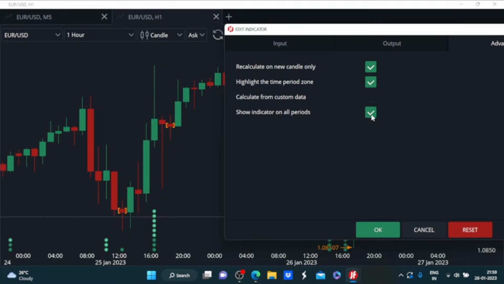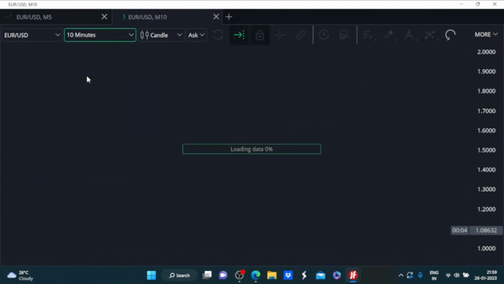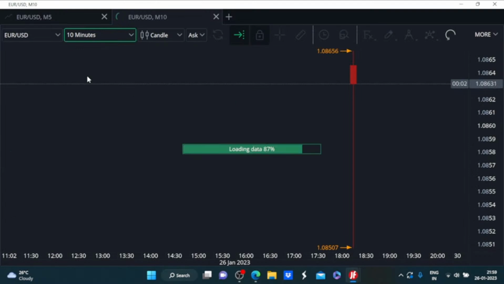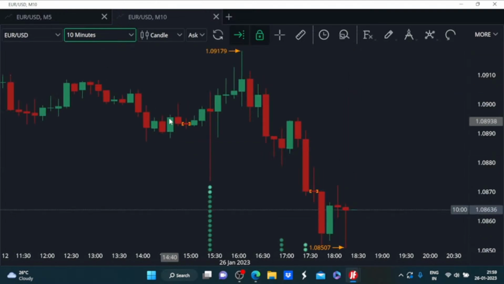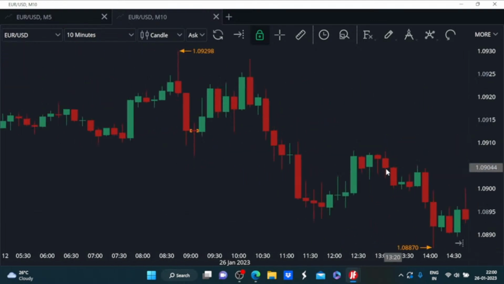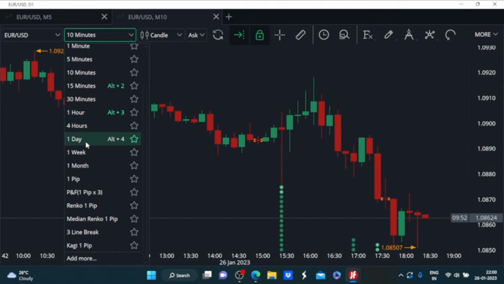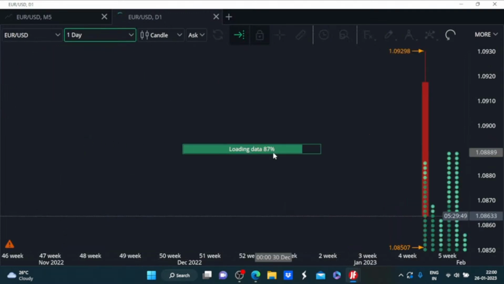Now this show indicator on all the periods option is important, because if you want to have it on all the candle periods, whenever you change the chart's candle period, you can have that. So now I'm changing from hourly to 10 minutes, and it will shape up on the chart whenever it forms, regardless of the candle period. You will always get to see this formation being recognized on the chart as and when it forms.